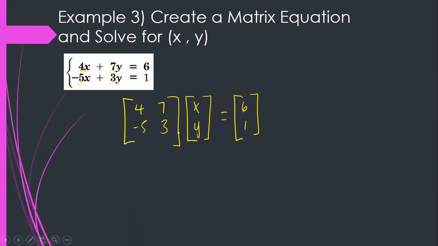Does this look any different than what we just did on page 57? No, it's not. So you go through the same steps that we just did on page 57 to solve for x and y. Step 1 is to check the determinant. So we check the determinant of our first matrix.